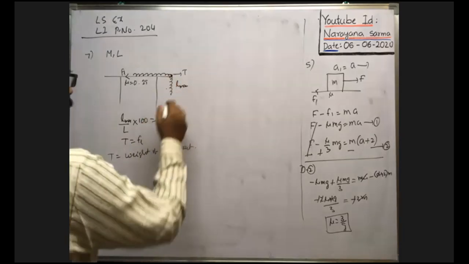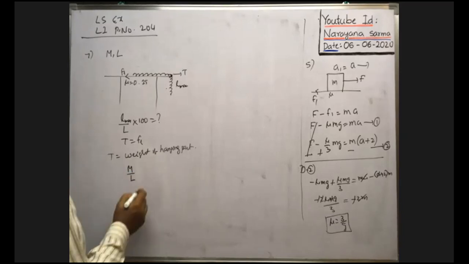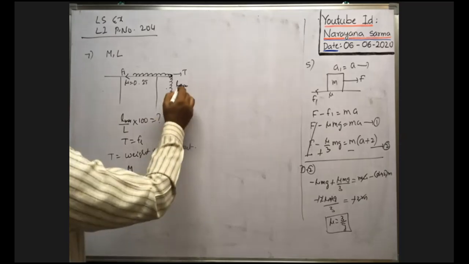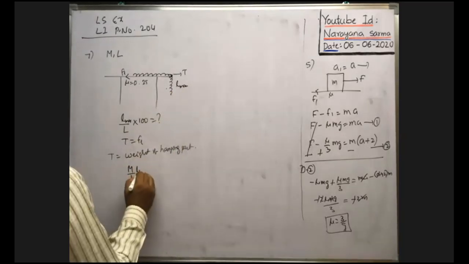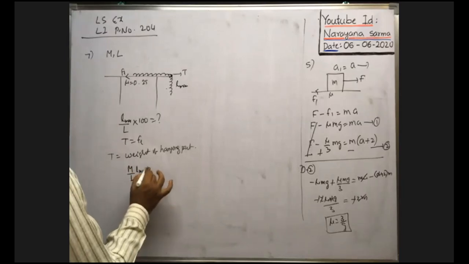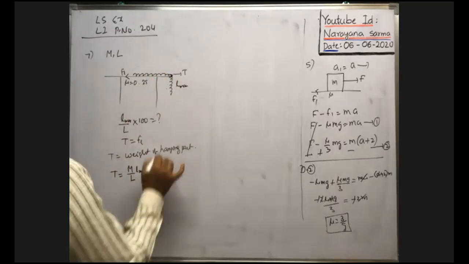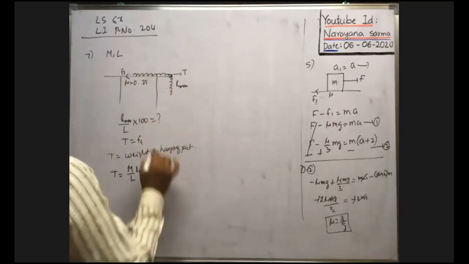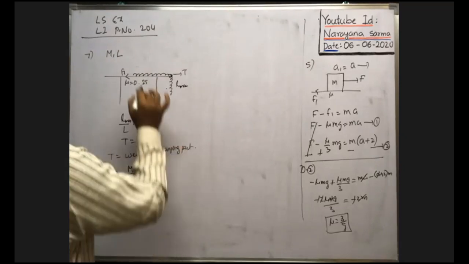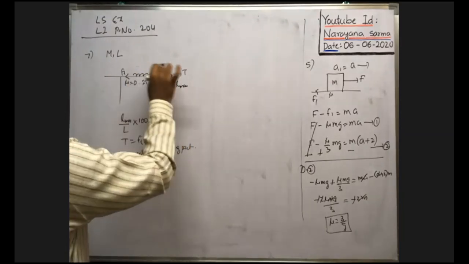Weight of the hanging part means total mass of the entire chain is M, length L. The mass per unit length means M by L. If it is the mass per unit length, for this length, what is the mass? It means l max into M by L. It is the mass of the hanging part, into g is the weight of the hanging part. That is equal to tension in the chain at this point, which is equal to limiting friction on this one. Limiting friction means mu into the normal reaction acting on the chain. Normal reaction is mg, the mass of the chain on the table.